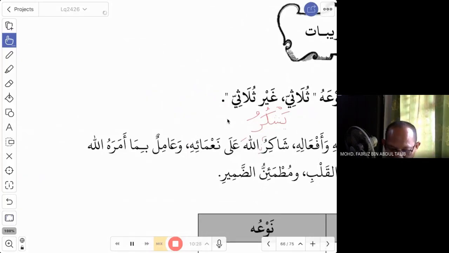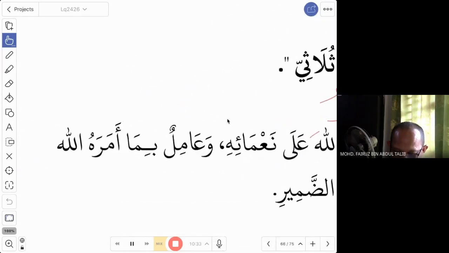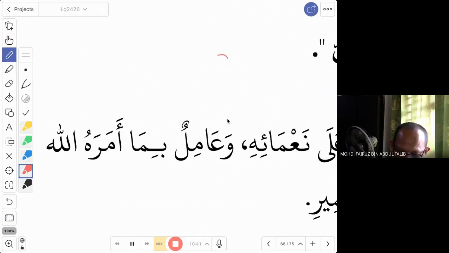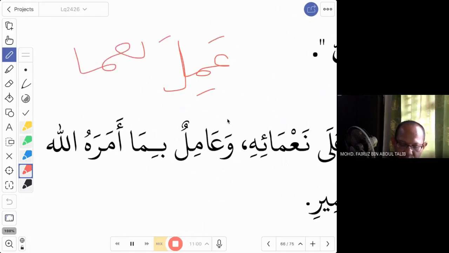And what is amil here? This is another isim fa'il. Amilun. This is from the fi'il ain, mim, lam. How do we read the word? Is it amala, amila, or amula? Amila, good, yes. The fi'il is amila and the mudari is ya'malu, to work, to do something.